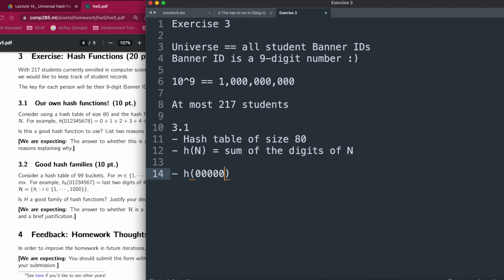So for example, we have the hash of 0, 0, 0. This would be 0 because they add up to 0. The hash of 0, 1, 2, 3, 4, 5, 6, 7, 8, 9 would actually add up to 36, because when you add up these numbers, they add up to 36. And we should drop the 9 because that's too long.